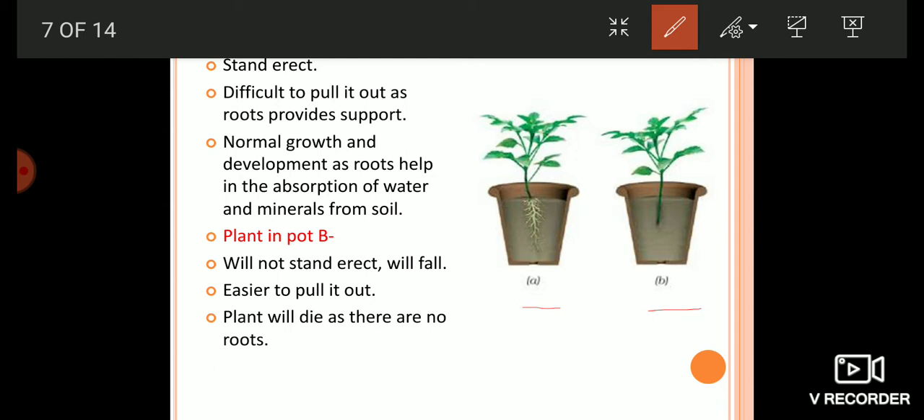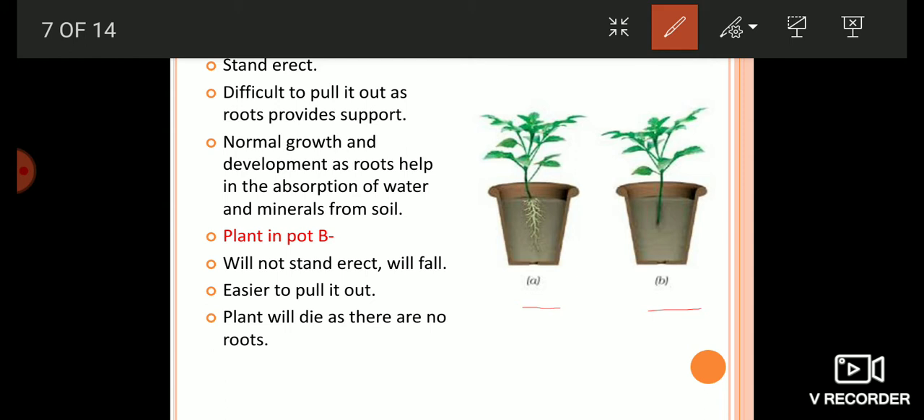Erect, that means stand straight. And it will be difficult to pull it out, as the roots provide support to the plant and the plant will show normal growth and development. Why? Because the roots help in absorption of water and minerals from the soil. Roots have the function to absorb water and minerals from the soil, so the plant can grow normally.